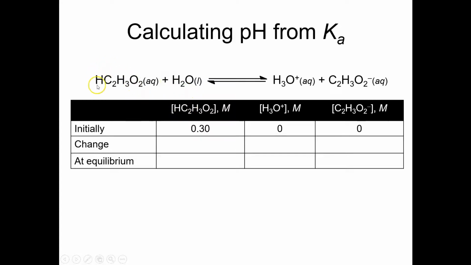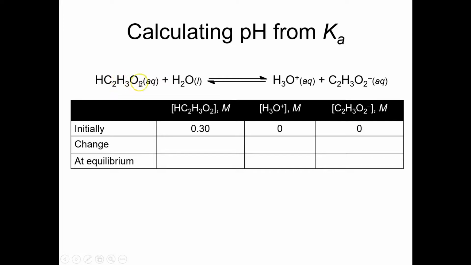So the initial concentration of acetic acid is 0.3 molar. And then the initial concentrations of hydronium and acetate are going to be 0, but it's immediately going to ionize and equilibrate. Because Q is equal to 0 initially, the reaction is going to go forward. Therefore, reactant concentrations are going to go down, product concentrations are going to go up.